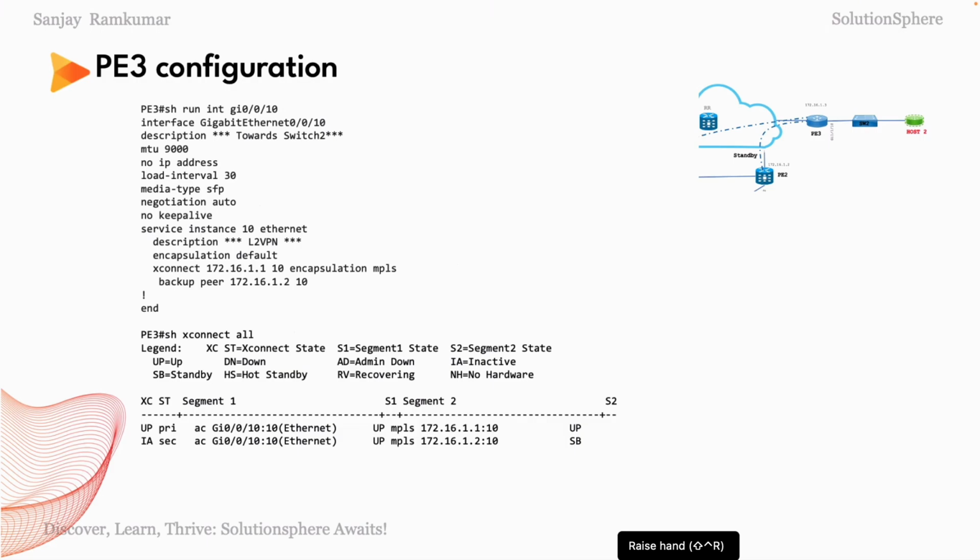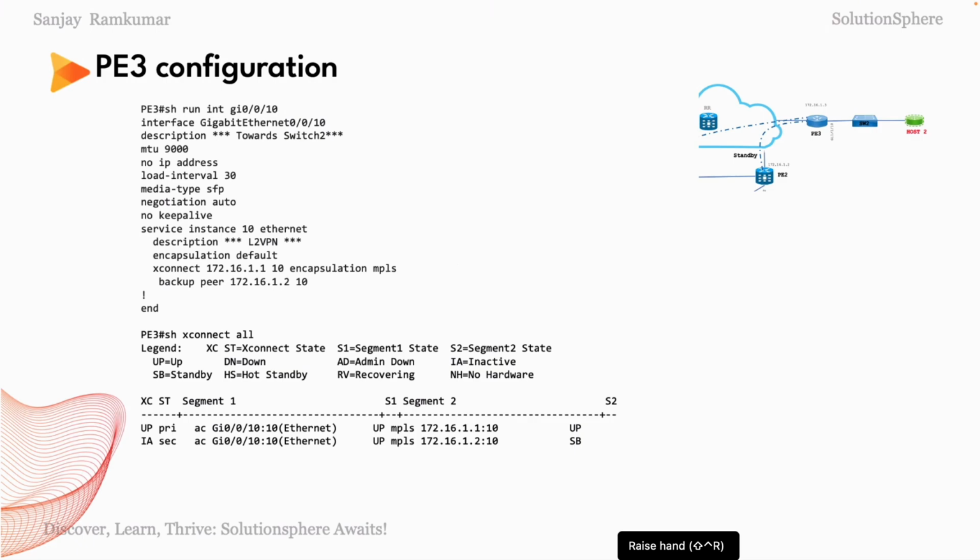In the service instance, we are configuring a pseudo wire towards the P1 and P2, and we are making sure P1 is primary and P2 is backup in the way that we are configuring here. We are mentioning the P1's IP here after xconnect, so it will become the primary, and as a backup here, we can call the IP address of the P2.